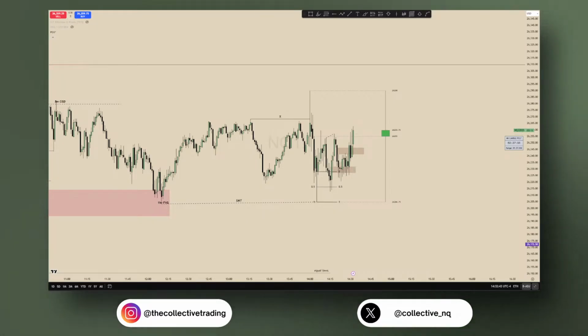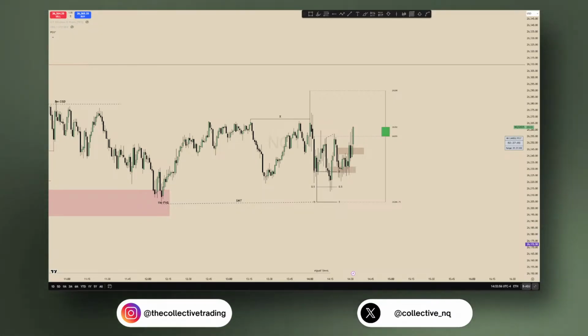But just leave it at break even. Like go to the TP. Make sure your TP's either at the top of the wick. Okay, yeah, that's good. I'd like for that to be taken.